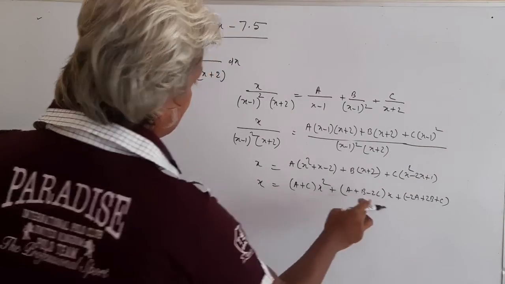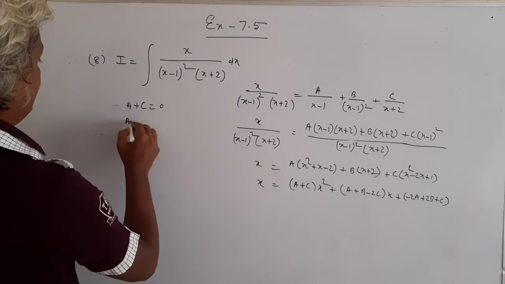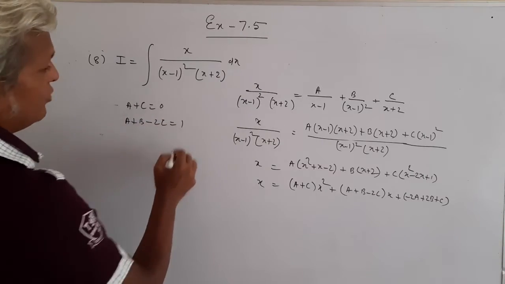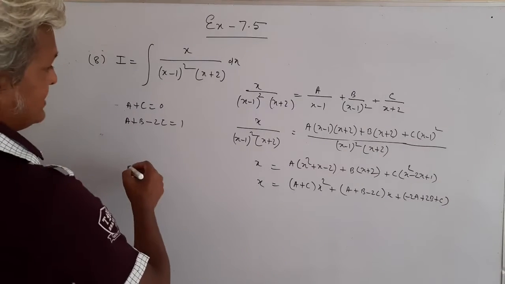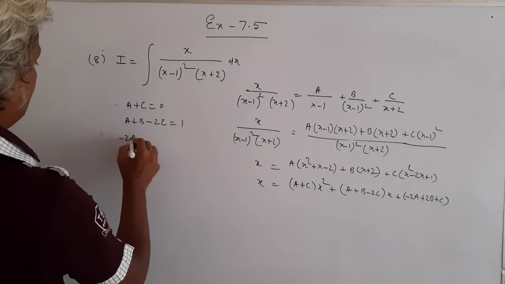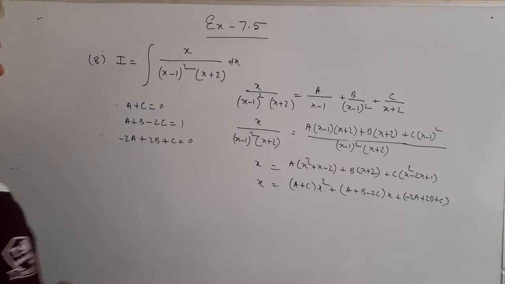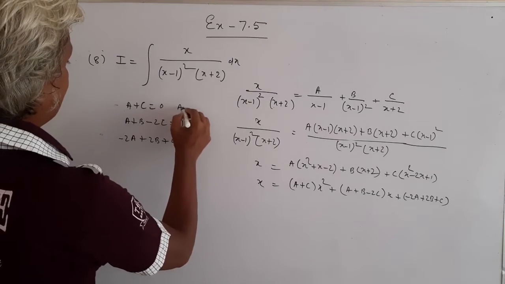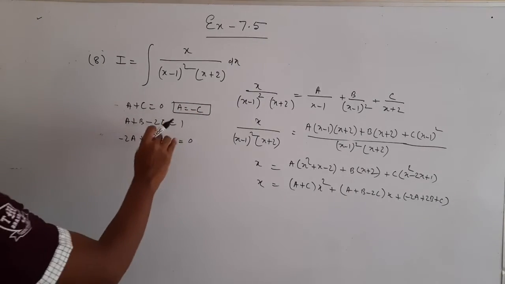a plus b minus 2c is 1, because the x coefficient is 1 here. So a plus b minus 2c is 1, and this also is 0. That is minus 2a plus 2b plus c is 0. Now a plus c is 0, it means a is minus c. Now put this value of minus c.